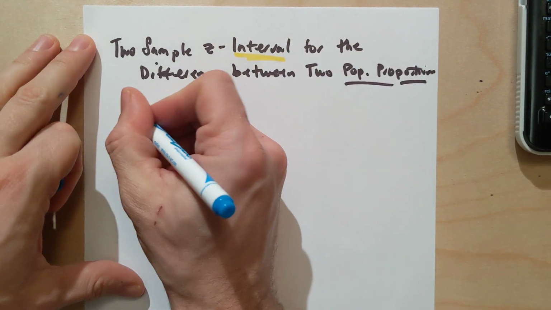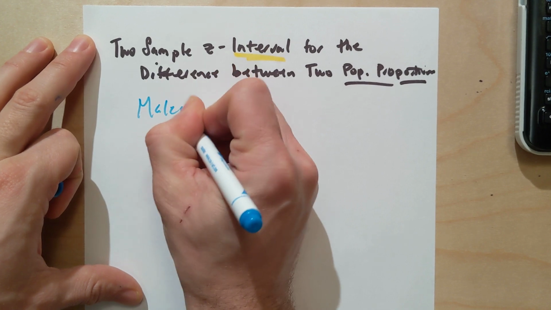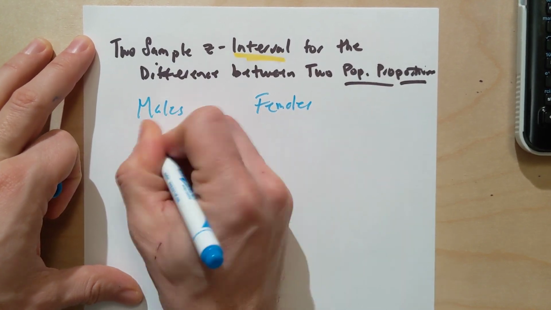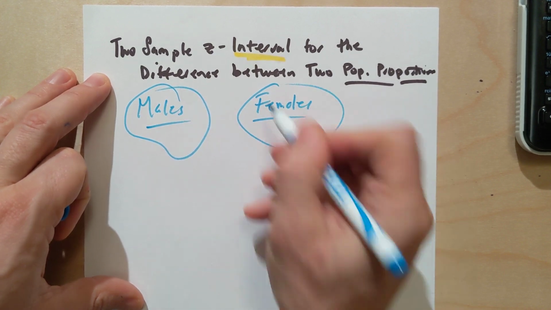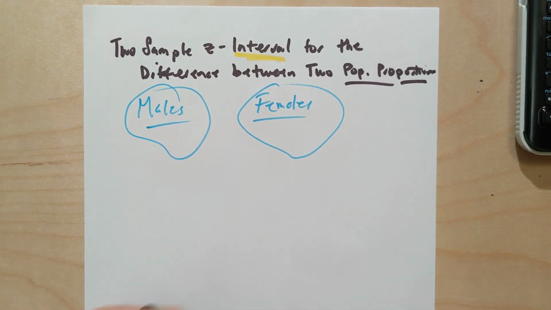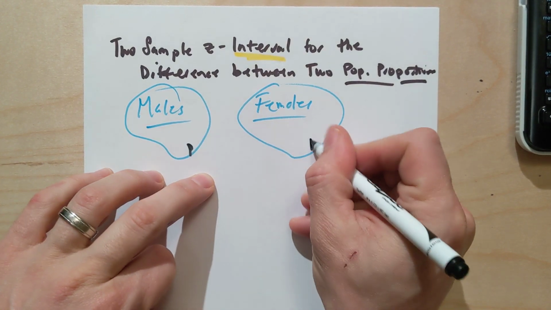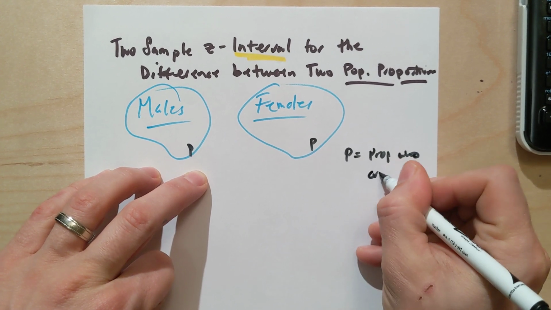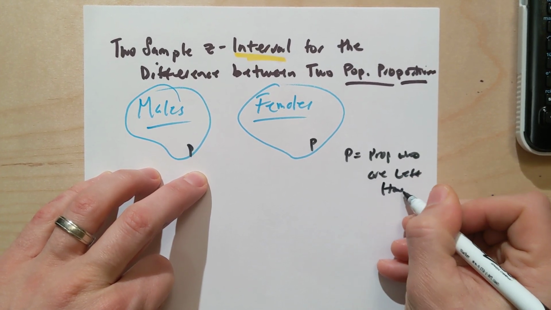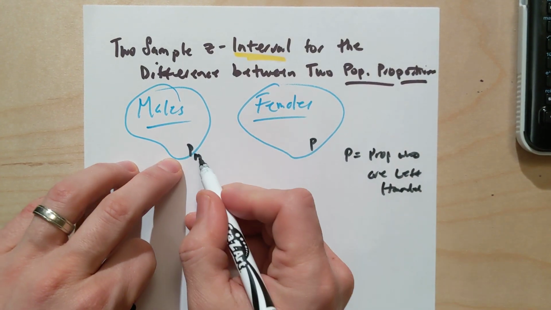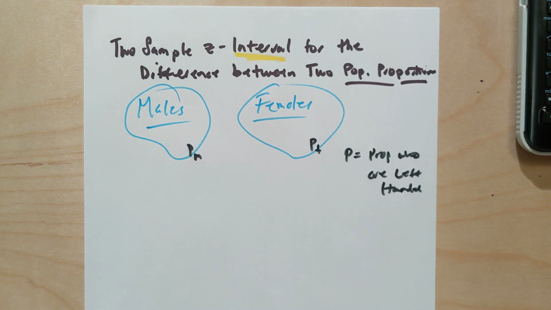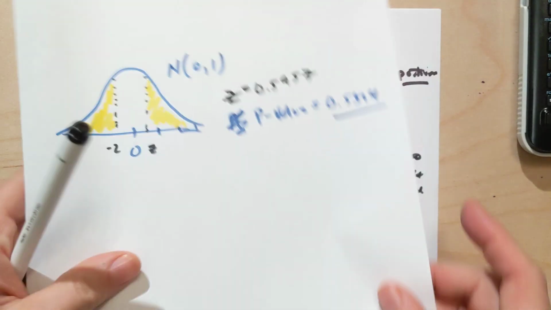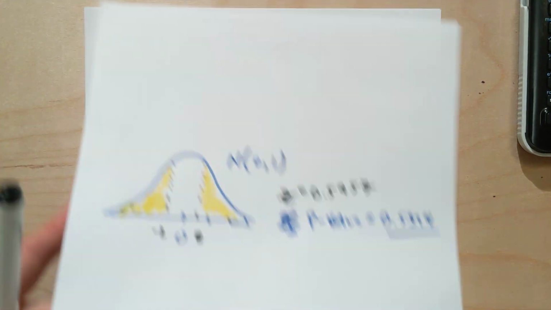So in our previous video, we were talking about an example where, say, we had a population of males and a population of females, and we were trying to observe in these two populations, is there any difference in the proportion of people that are left-handed? So let's say P has to do with the proportion who are left-handed. And so we said, is the proportion of left-handed people amongst males different from the proportion of females? And we did a significance test, and we ended up failing to reject the null hypothesis. We did not have significant evidence that there is a difference here. We got a massive p-value based on a sample.